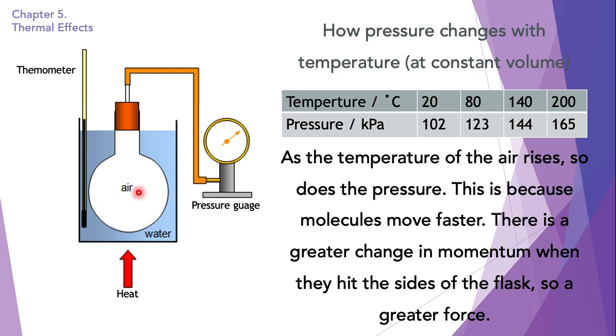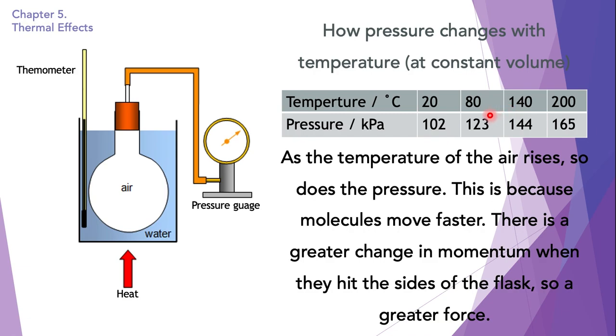The trapped air over here has a fixed volume. What happens is when the temperature of the air rises, the pressure also increases because the molecules of the air hit the sides of the flask more often. So the pressure increases. We can measure this on a pressure gauge, and here we have the results of this experiment. When the temperature was 20 degrees centigrade, the pressure was 102 kilopascals.